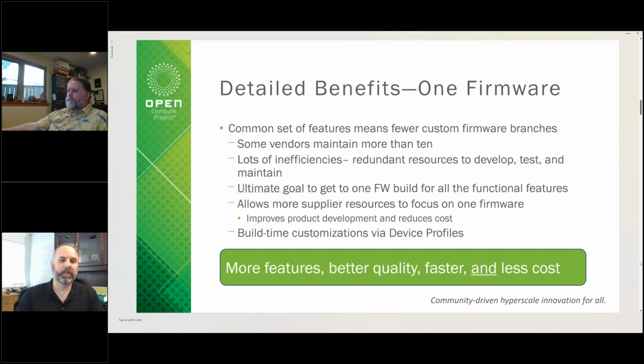customizations via device profiles. But in the SATA spec, if you guys are familiar with the NVMe spec, we had a handful of device profiles for the different configurations. We've been able to narrow this down to just one in the SATA spec, which is basically whether it ships 4K or 512 byte native from the factory. So we still have some ability to do customization there at build time, but it makes it very leverageable for the one firmware. And again, driving it home, right, more features, better quality, faster, and hopefully less cost in the future moving forward. Next slide.